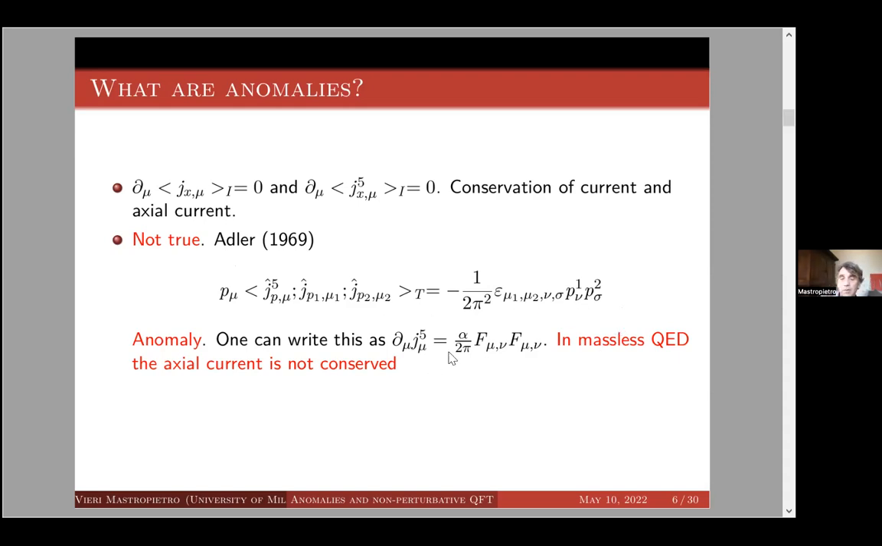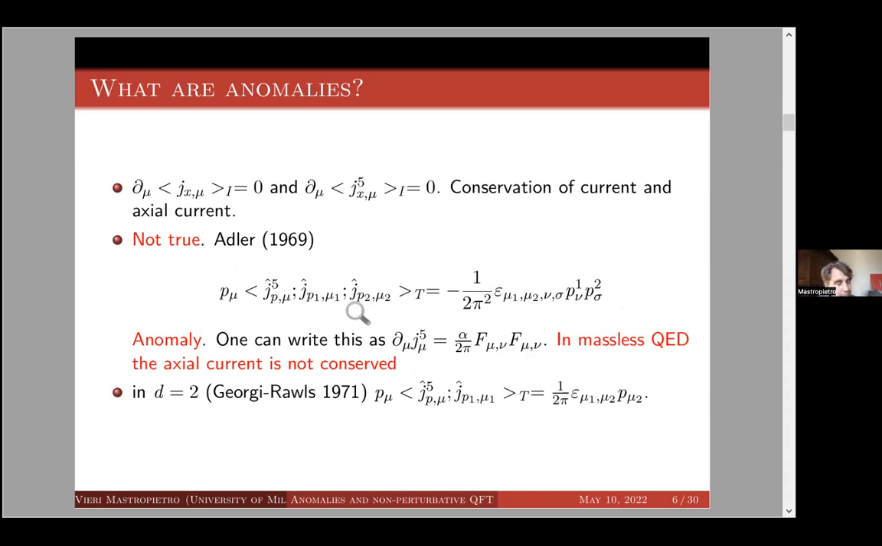So in massless quantum electrodynamics, the axial current is not conserved. Again, this is because of the lack of definition of this atom. And in two dimensions, you have something similar, but the anomaly is in the quadratic and not the three-point function. Okay, so these are the anomalies, right?